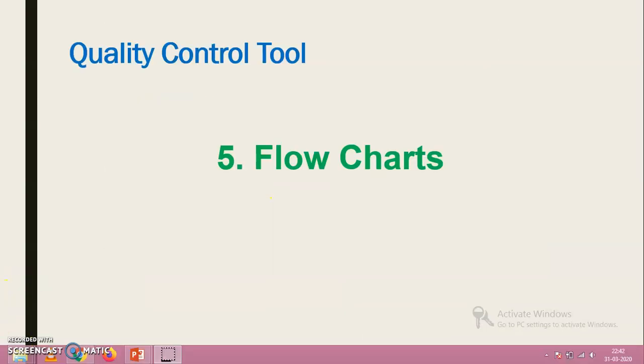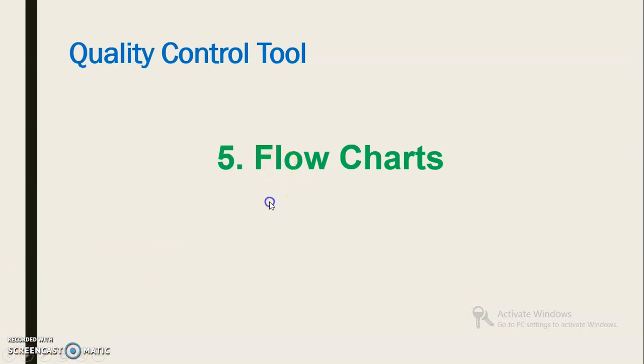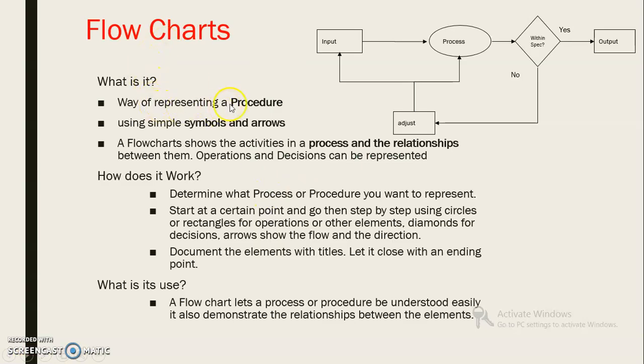The next quality control tool is the flowchart. Basically, what is a flowchart? A flowchart is used to represent a particular procedure, and it uses symbols and arrows. Generally, what is a procedure? In a procedure, input is converted into output, and we check whether it is within the given specification. If it is as per specification, then it is treated as output. If it is not, then we have to adjust, meaning we give feedback to the input, and after improvement it becomes output.